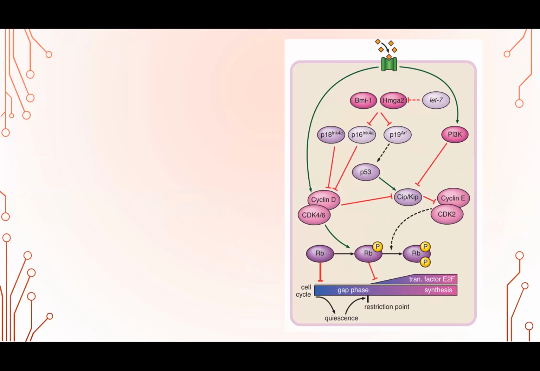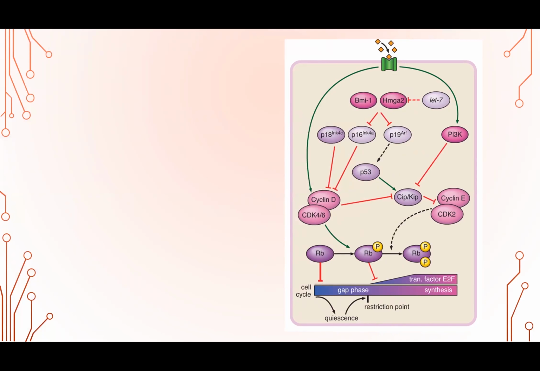Okay, so we have a few answers. Elizabeth said that BMI1 is a proto-oncogene. CDK4/6 is a proto-oncogene? Yeah, it's here. Okay, and then HMGA2 is a proto-oncogene, correct? Yeah. Someone said that they have no confidence in that answer, so I'm not sure what to say.